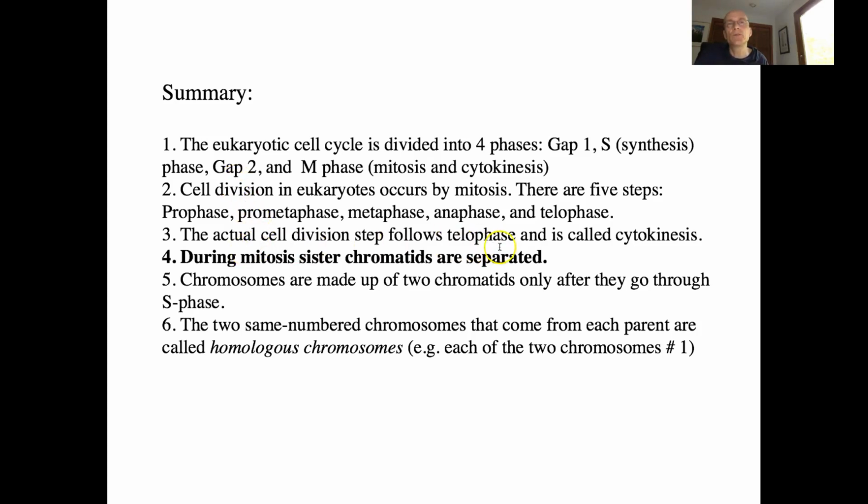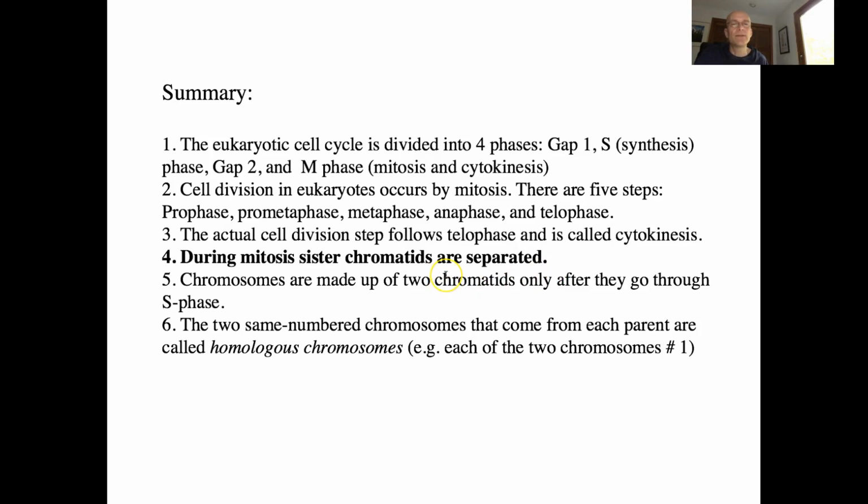During mitosis, sister chromatids are separated. And I bold that here because that is one of the main things that you need to take away from mitosis. What happens in mitosis? If you were asked that question, the answer is, during mitosis, sister chromatids are separated. Chromosomes are made up of 2 chromatids after they go through S phase, and the same numbered chromosomes that come from each parent are called homologous chromosomes. So we have pairs of chromosomes, say number 1 and number 2 and number 3, from each parent, and those are called the homologous chromosomes. So what happens in mitosis is that the sister chromatids of every chromosome get separated.